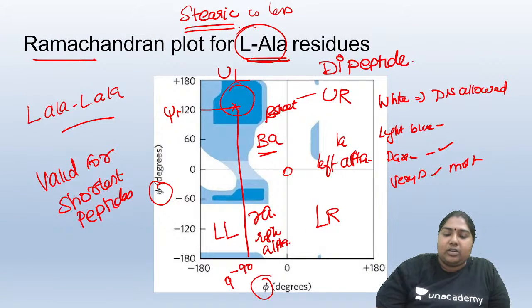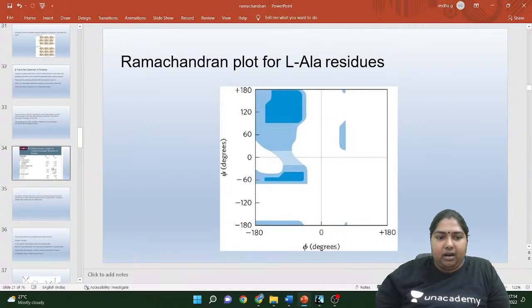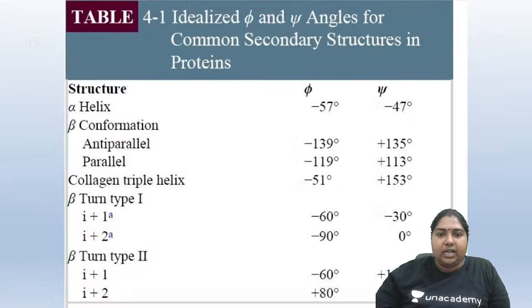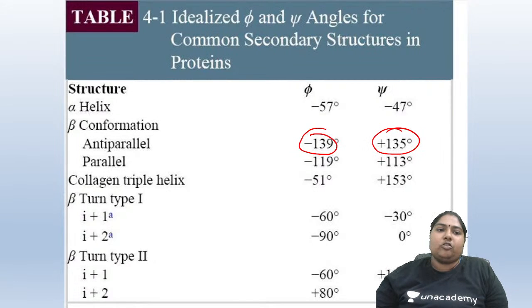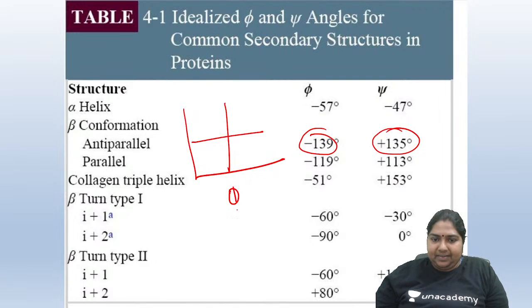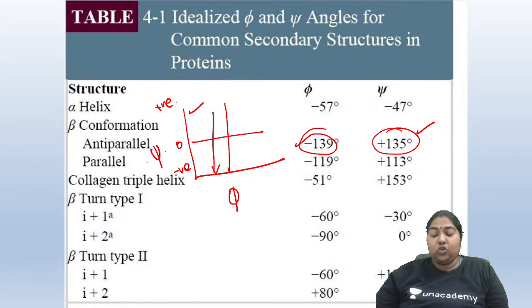Okay, now I will show you one more important table. This is the very heart of the lecture table. Now see this anti-parallel one. It is going to be minus and plus, so immediately you have to cross-check. This is going to be your phi, and this is going to be your psi. This is 0, so this is negative and this is positive. Yes, psi is positive, and phi is negative. This is how it is going to behave. Like that, you can check and confirm.